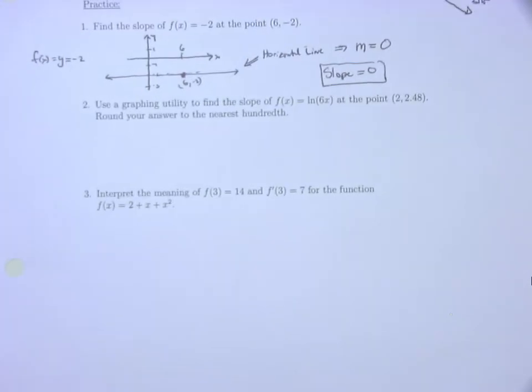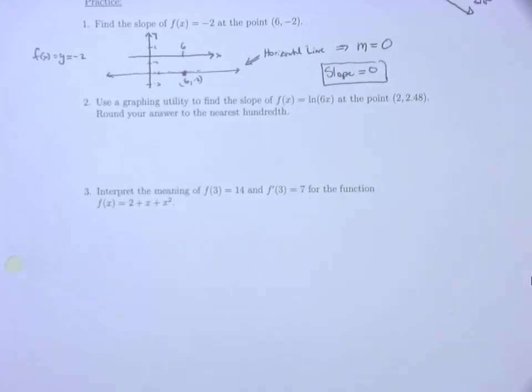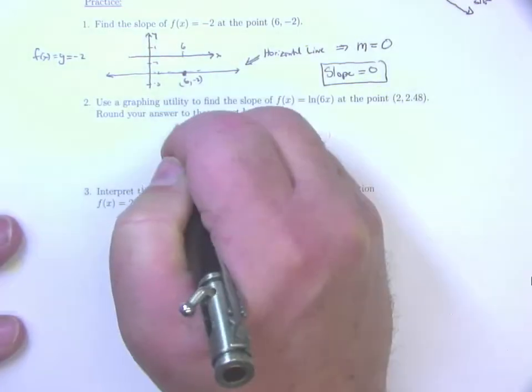Now on this one, I'm going to show you guys some tricks. On this problem, it says using a graphing utility, you're supposed to find the slope of f of x equals the natural log of 6x at the point (2, 2.48). Round your answer off to the nearest hundredth. Well, I'm going to show you how to cheat on this one, because what they expect you to do is graph this guy.